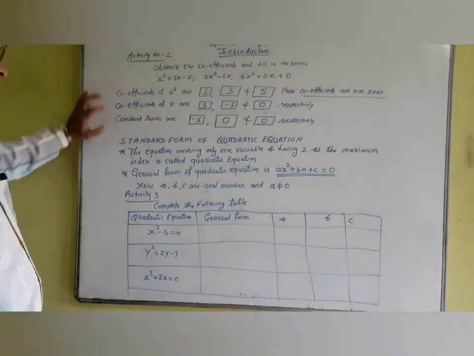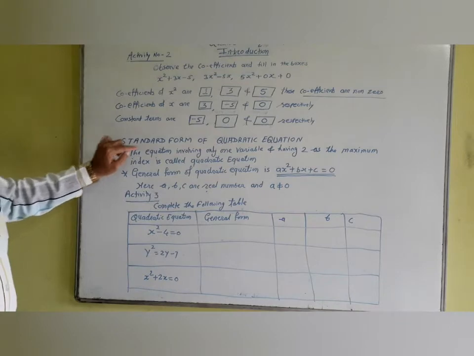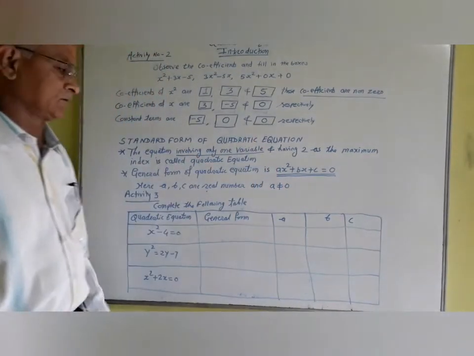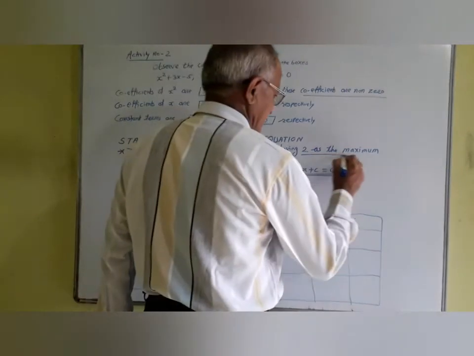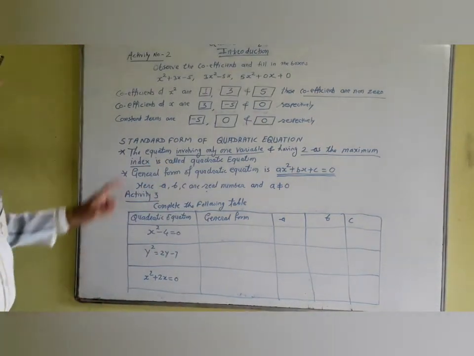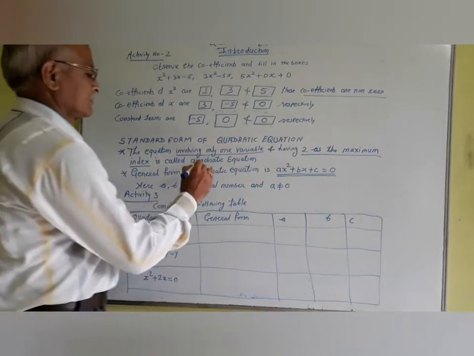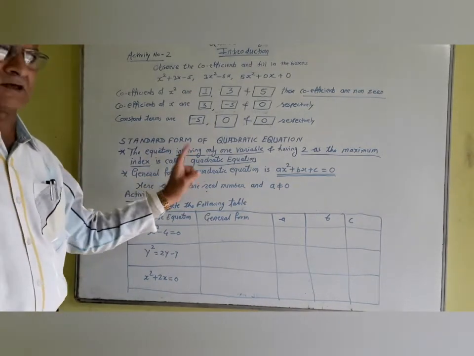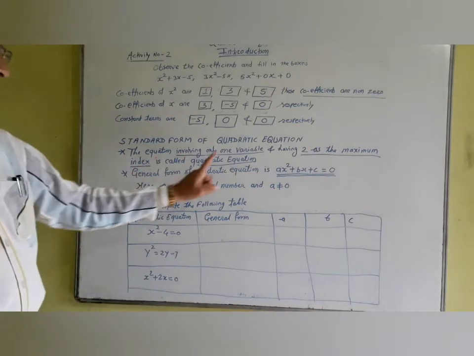Now we see the standard form of a quadratic equation. An equation involving one variable and having 2 as the maximum index, that is, the degree of that equation is 2, is called a quadratic equation. So it contains one variable and the maximum index is 2, then it is a quadratic equation.